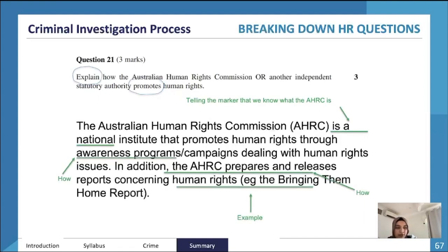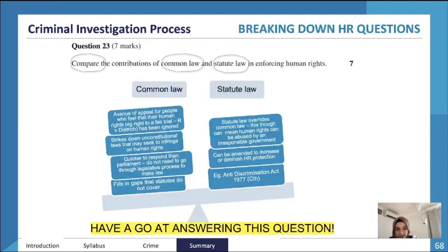So here's an example. The Australian Human Rights Commission is a national institute that promotes human rights through awareness programs. So that's the how, or campaigns, and dealing with human rights issues. In addition, the Australian Human Rights Commission prepares and releases, again explaining the how, reports concerning human rights. And then you give an example. So you're showing evidence of how it's done that. So the Bringing Them Home report.